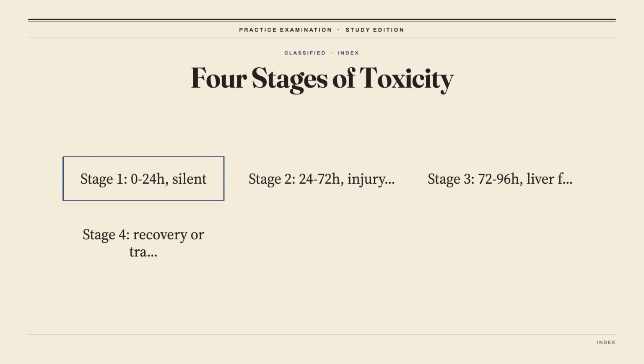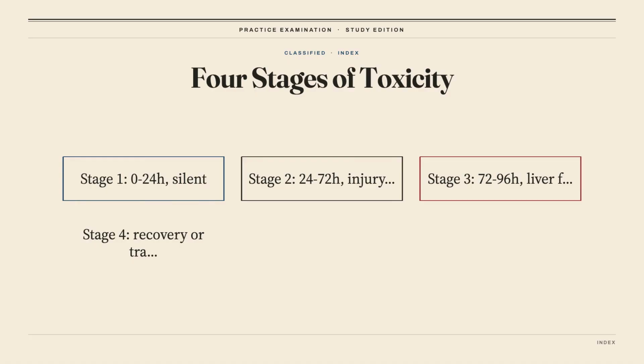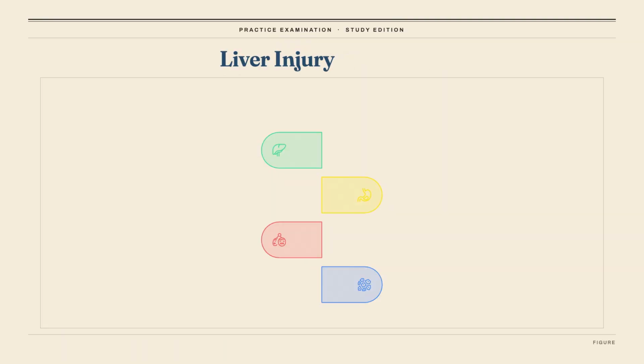Stage 1, 0 to 24 hours, is often symptom-free with normal enzymes. Stage 2, 1 to 3 days, brings a rise in transaminases and right upper quadrant pain, even as symptoms may briefly improve. Stage 3, 3 to 4 days, is fulminant hepatic failure with jaundice, encephalopathy, and bleeding. Stage 4 is recovery, since the liver can regenerate completely if enough hepatocytes survive.